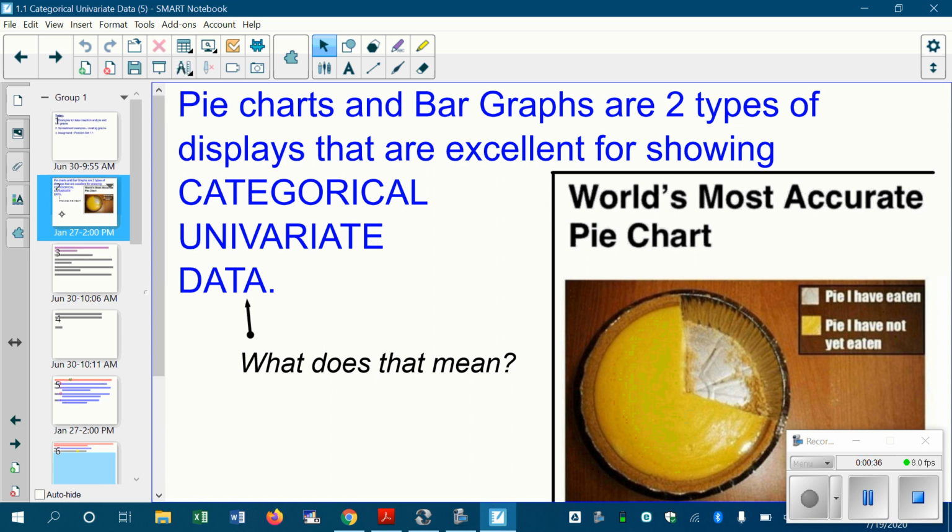Here's a joke. I like this joke. World's most accurate pie chart.